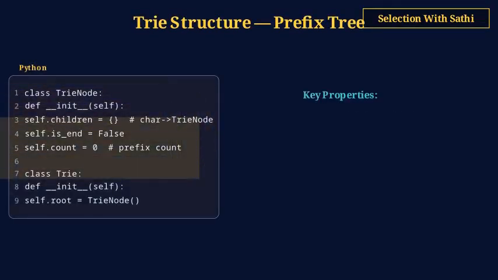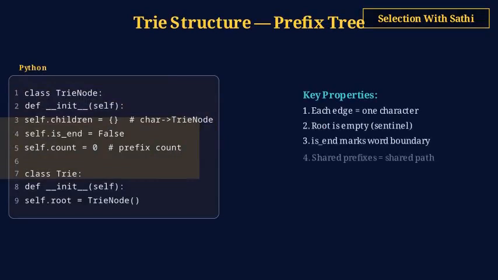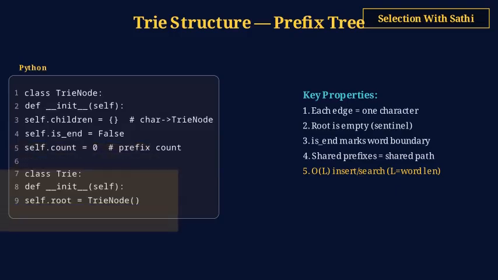Look at lines 1 through 5. Each trie node has 3 fields. Line 3, children, is a dictionary mapping each character to a child trie node. Line 4, end is a boolean that marks whether this node completes a word. Line 5, prefix count, tracks how many words pass through this node. The trie itself, on lines 7 to 9, simply holds a root node.